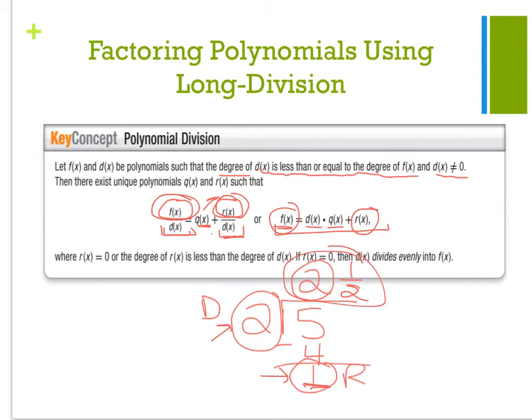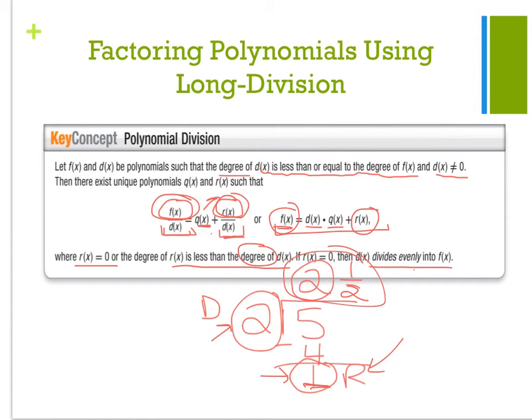There are some other conditions here: the remainder r of x is equal to 0, or the degree of r of x is less than the degree of d of x. Remember, degree means highest exponent. And if the remainder is equal to 0, then d of x divides evenly into f of x. So what they're saying here at the end is if our remainder is 0, then the function d of x, the divisor, divides evenly into f of x.